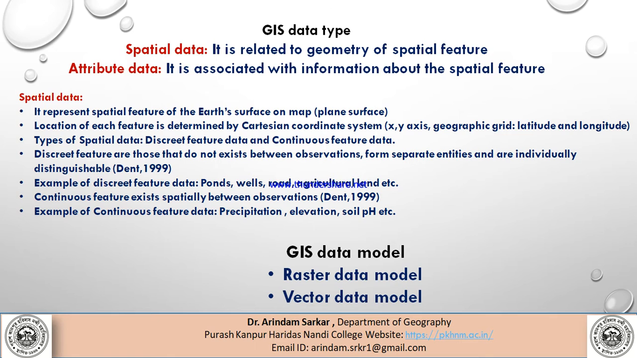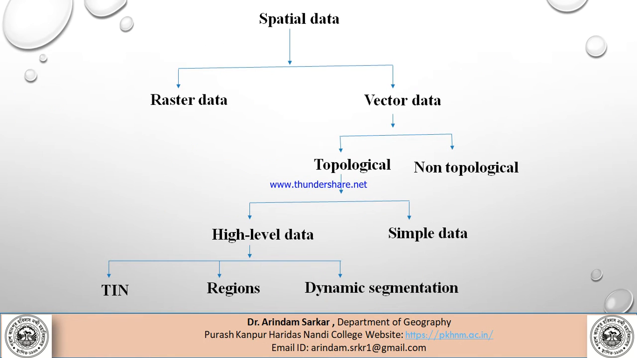Now, the GIS data model. There are two types of GIS data model. One is the raster data model, another one is the vector data model. Now, here is the clear classification of spatial data. Spatial data can be classified into two: one is raster data, another one is vector data.